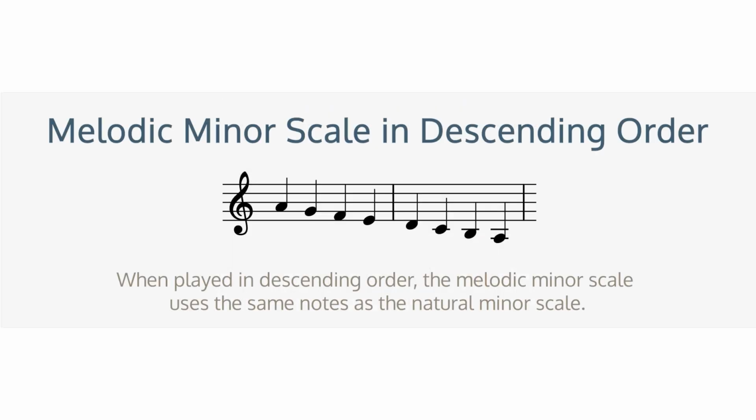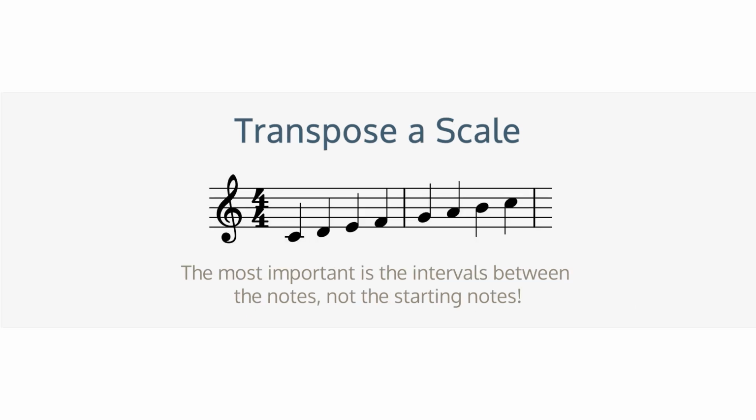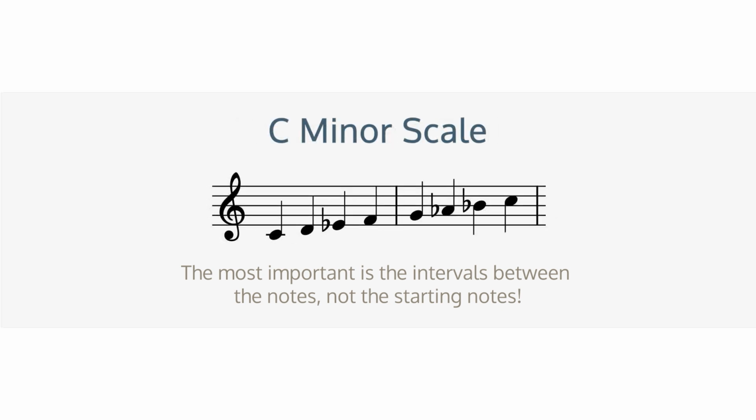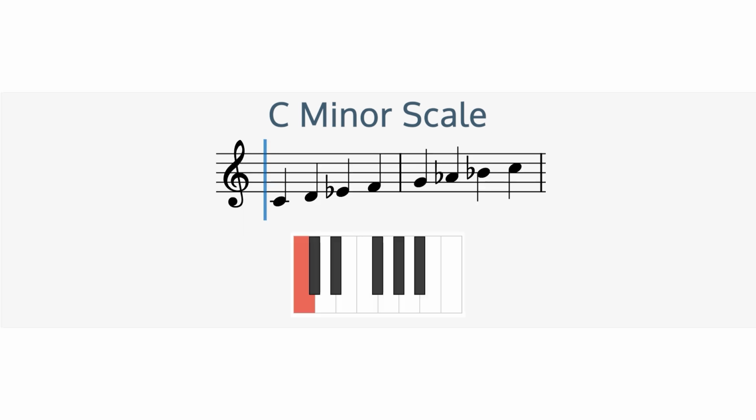When played in descending order, the melodic minor scale uses the same notes as the natural minor scale. Remember that what matters most in a scale isn't where it starts, but the intervals between the notes. While we can begin a minor scale from a C, we need to use the corresponding accidentals.